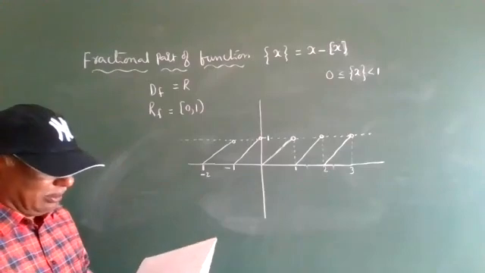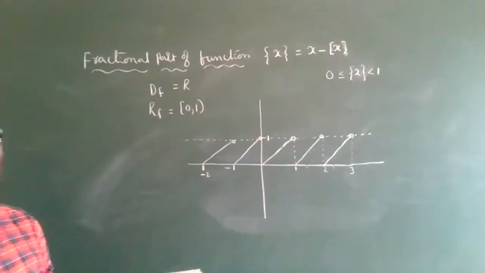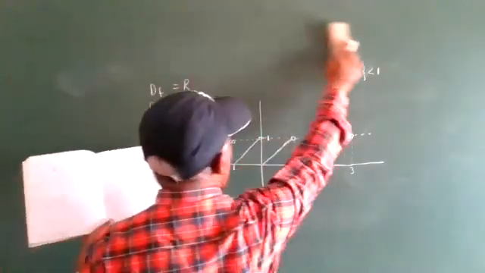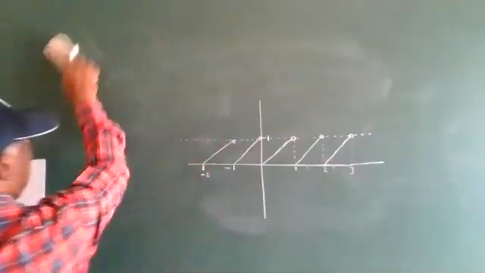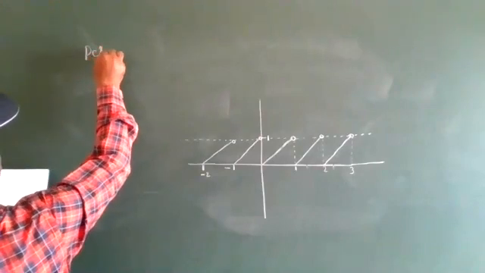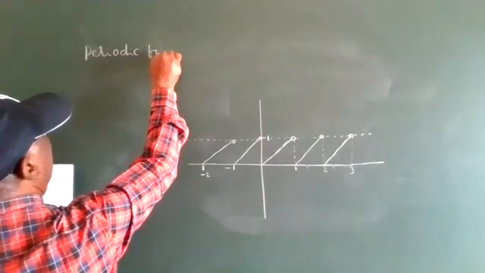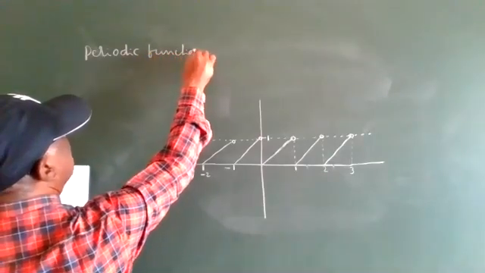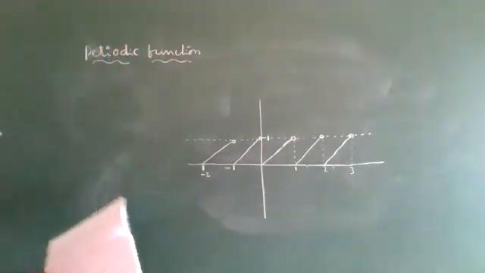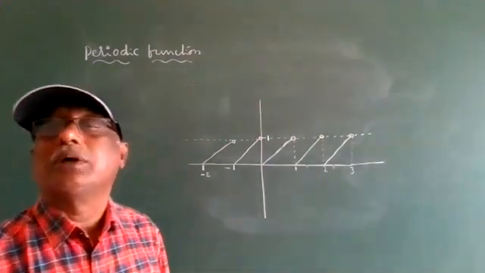Last one, we should go to the periodic function. We enter into the periodic function. This is the last one, the periodic function. Right, everyone see, this is the last one. With this, real functions are going to be completed.